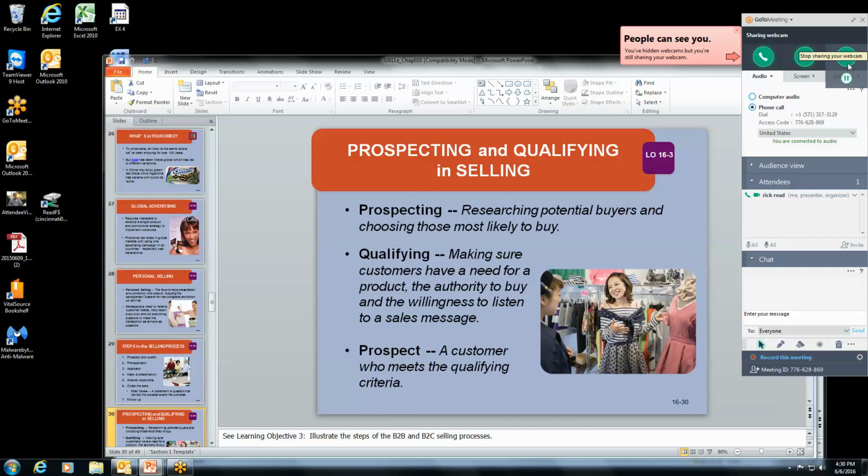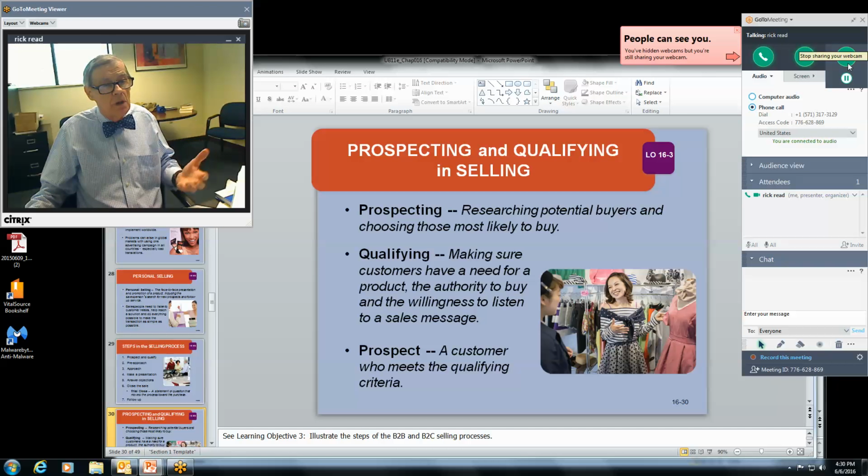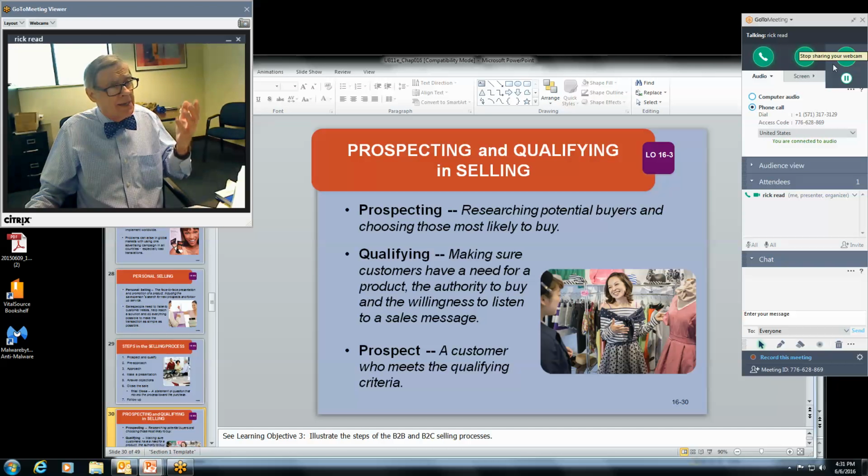This is just going back through the steps that we talked about. Again, the first one, making sure that person has the wherewithal to make the buying decision. If he or she does not, you've got to go back and find somebody who does, because you're wasting your time.